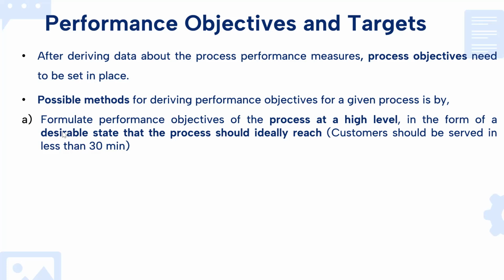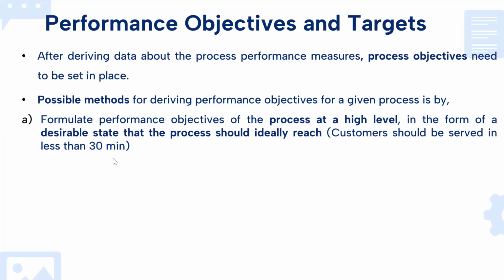So basically, the first step is you should be able to set performance objectives of the process at a high level, in the form of a desirable state that the process should ideally reach. So after talking with the customers, everyone agreed that our service should take less than 30 minutes. This is the highest level that the customers are willing to accept. And if we can provide our service within 30 minutes or less, the customers would be happy. So this is the high level.